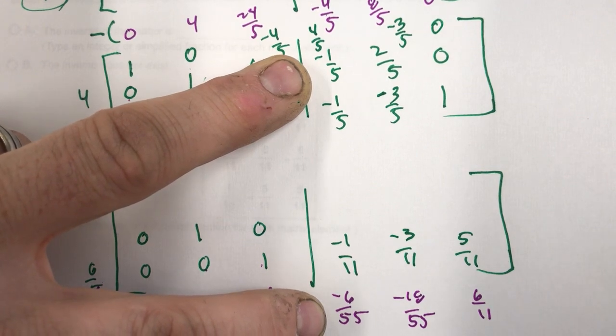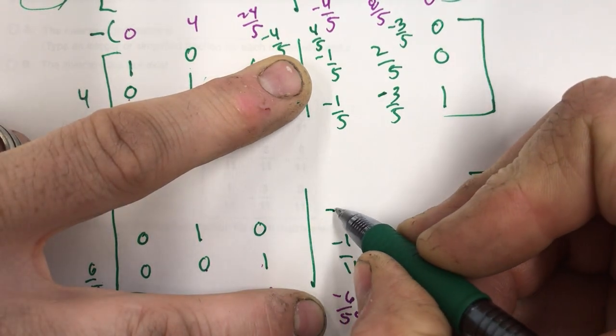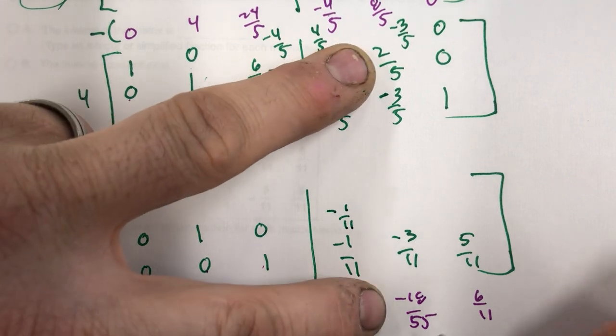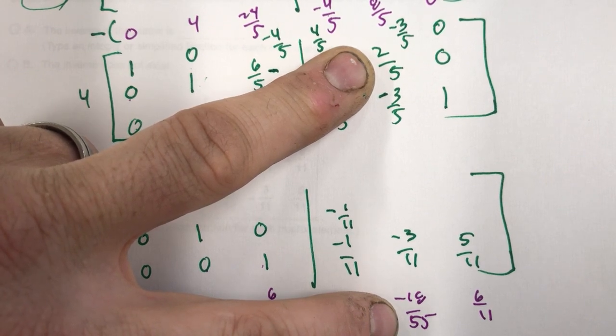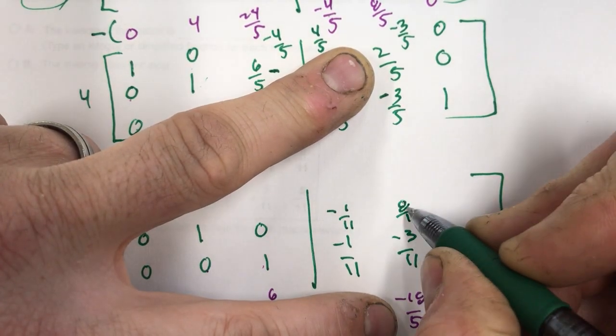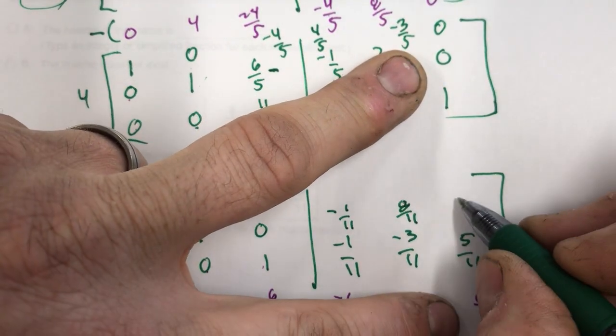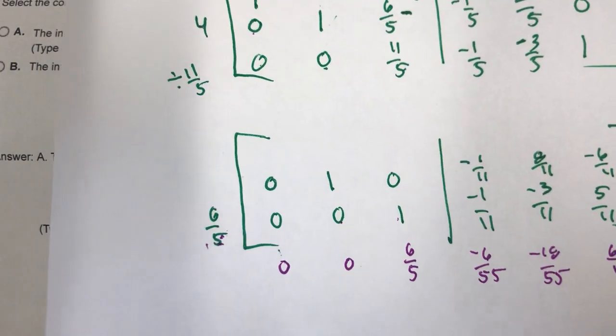So negative 1 fifth minus 6 55ths. All right, let me do this on the calculator here. Negative 1 fifth minus negative 6 over 55, and that's negative 1/11th. And then 2 fifths minus negative 18 over 55, that's 8 over 11. And then 0 minus 6/11ths is negative 6/11ths. Okay, so you can see, hey, I'm perfect so far.